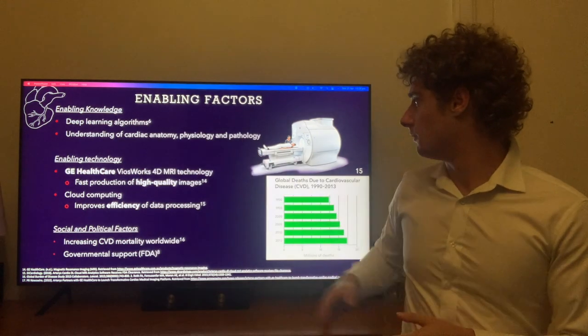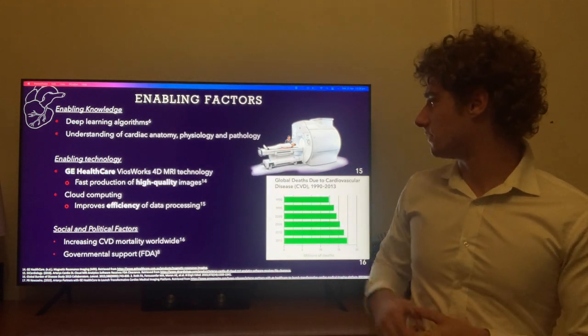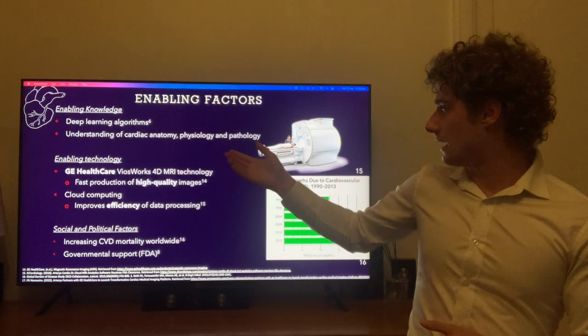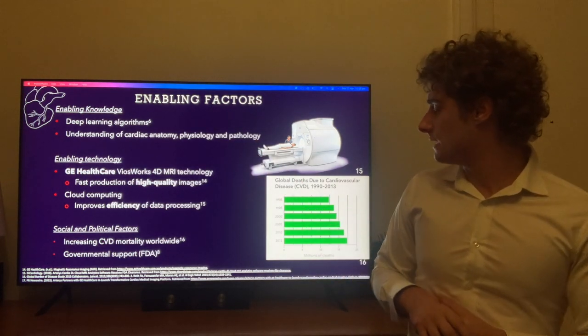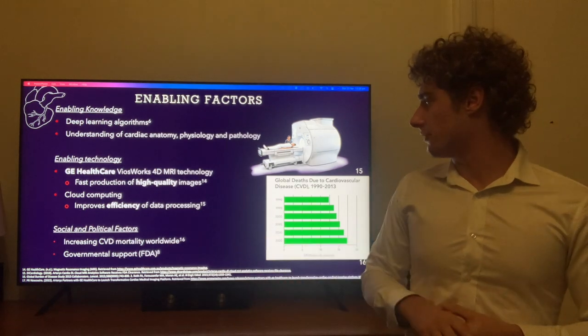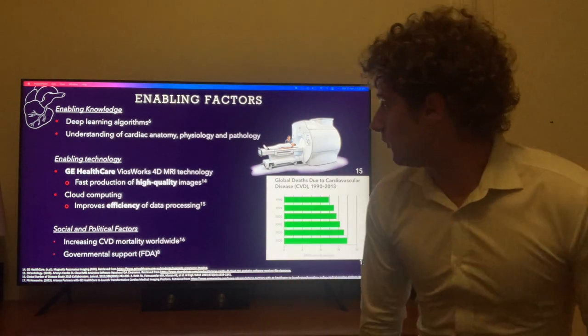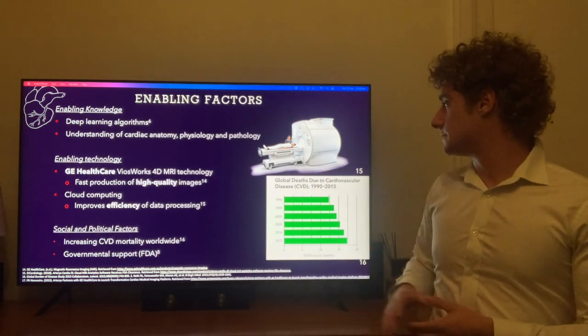Well, if we look here, we noticed that deep learning algorithms, knowledge of deep learning algorithms, and understanding of cardiac anatomy, physiology, and pathology were key. The technologies included GE Healthcare's ViewWorks 4D MRI technology, as we see here, one of these nice machines.